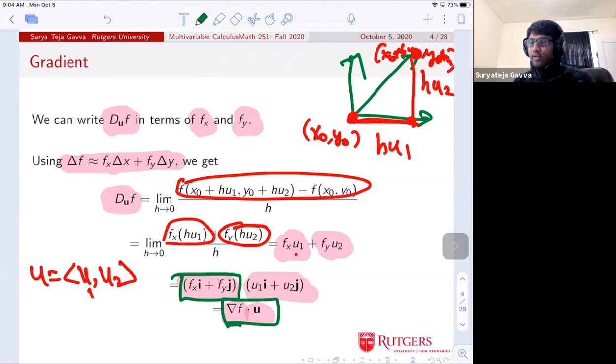So the partial derivative vector dotted with the vector you start with will give you the directional derivative along any axis. To compute the directional derivative, all you need is this information about the gradient of f.